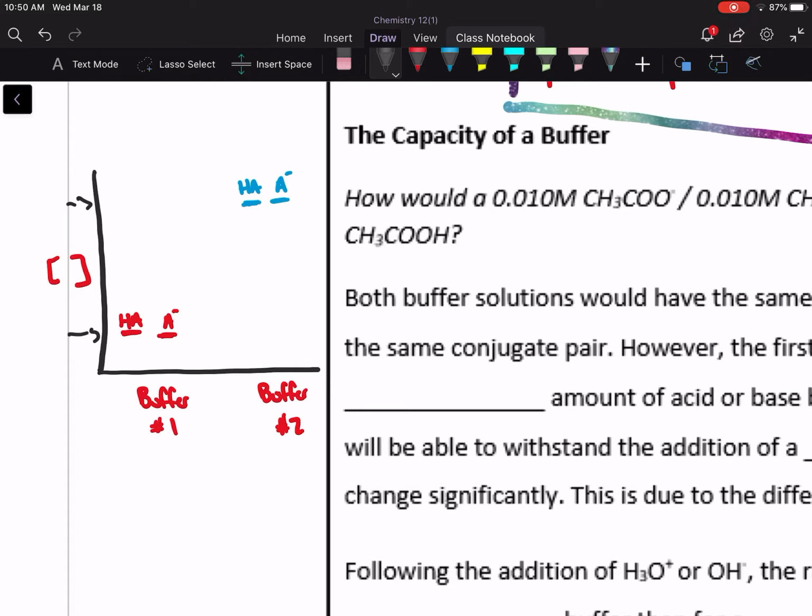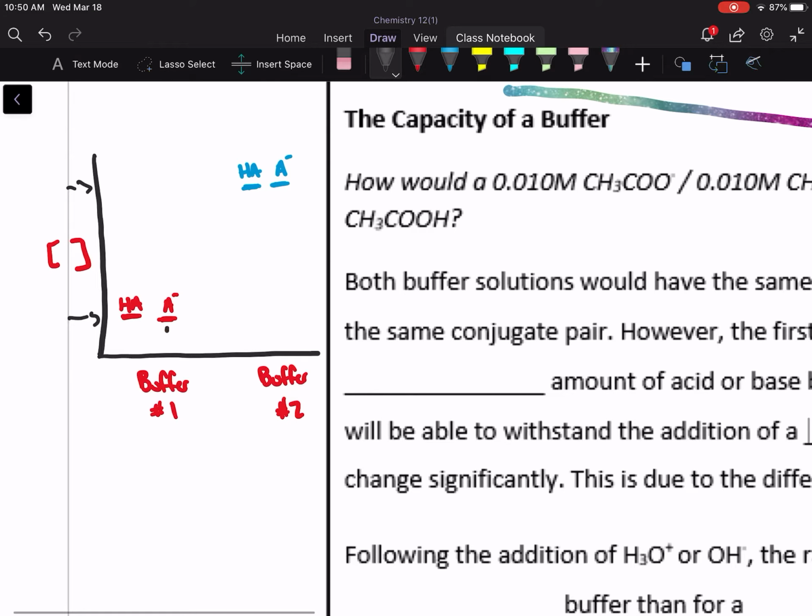For example, I can only add this much acid before my conjugate base is completely consumed. Whereas in the second buffer, I can add a lot more acid because I have a lot more conjugate base to consume the addition of that acid. Once one of those components in the buffering solution is completely consumed through neutralization, you no longer have a buffer and the pH is going to start to change significantly.